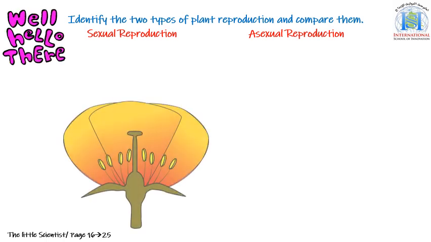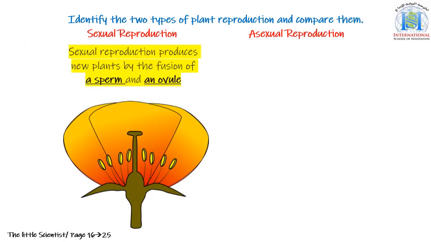We all know that in sexual reproduction, new plants or seeds of plants are produced from the fusion of a sperm cell with an ovule. The first step in sexual reproduction is pollination. Pollination occurs when pollen grains produced by the anther, by the male, are transferred from the anther to the stigma, a part of the female.